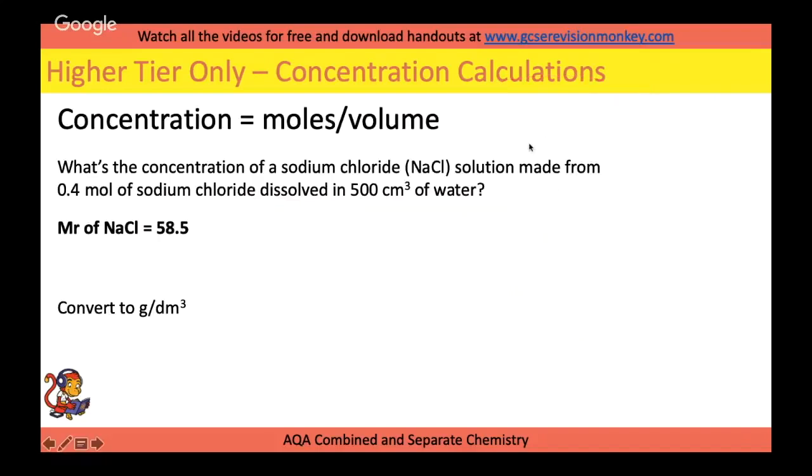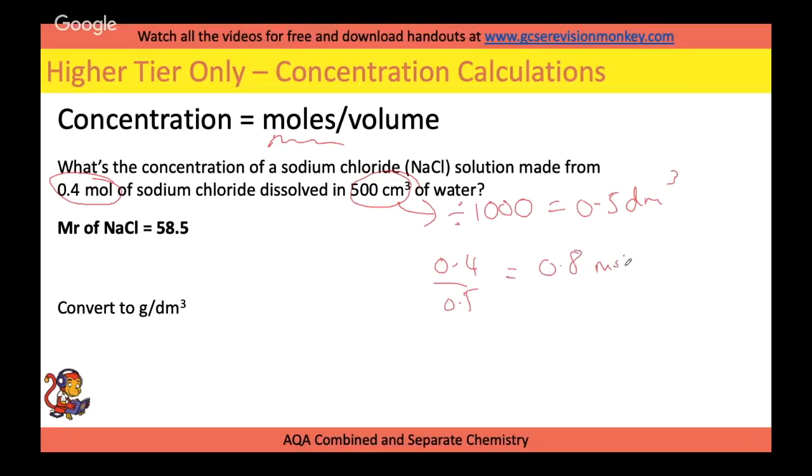Moving on then, same as before, but this time you also have the equation concentration equals moles over volume. So this question says, what's the concentration of sodium chloride solution made from 0.4 moles of sodium chloride dissolved in 500 centimeters cubed of water? Because it's wanting you to divide by 1,000, this will be your first mark to give you 0.5 decimeters cubed. So then moles over volume would give you 0.4 over 0.5, which is 0.8 moles per decimeters cubed.